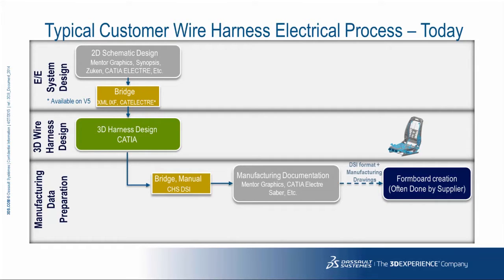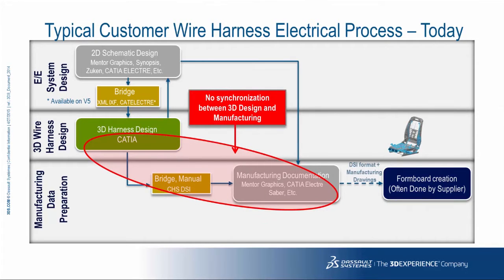Although different possibilities exist, they are all creating intermediate files that have limitations in sending information to the next step. There's no synchronization between the 3D harness design and the manufacturing documentation. This makes it cumbersome and very difficult to update the documentation while the design is changing. This is costly and time consuming, and in the end it's difficult to optimize and guarantee the quality of the harness.